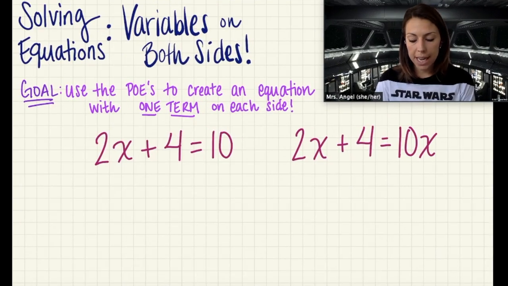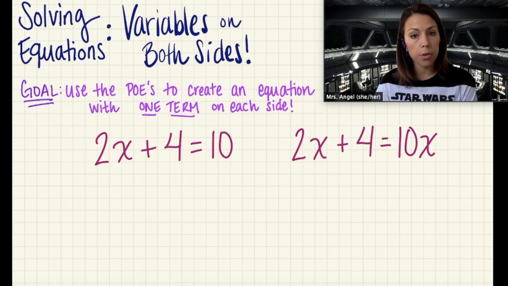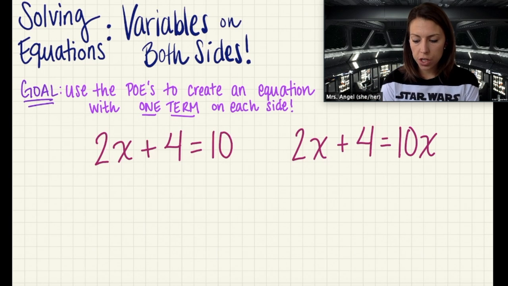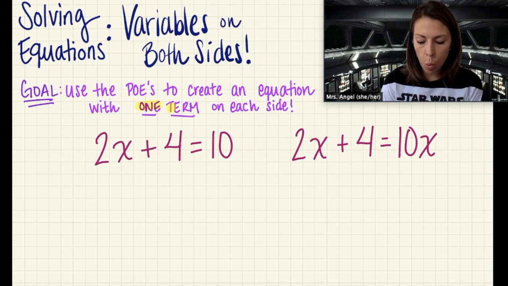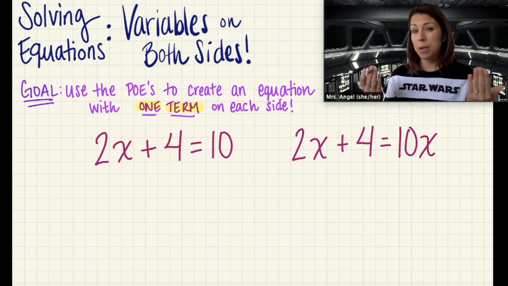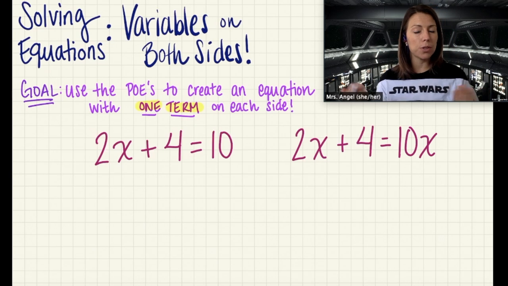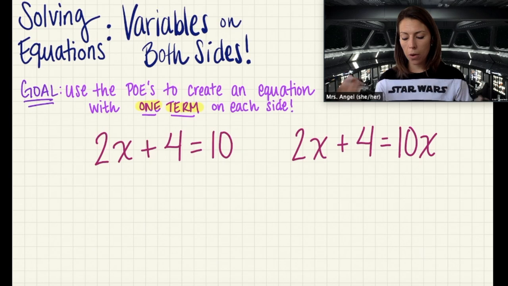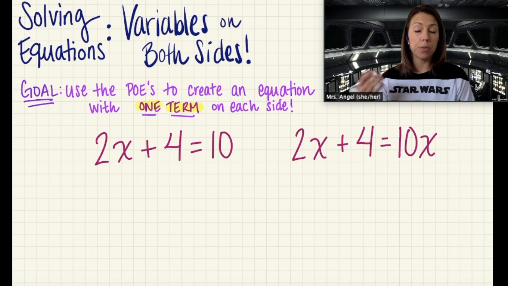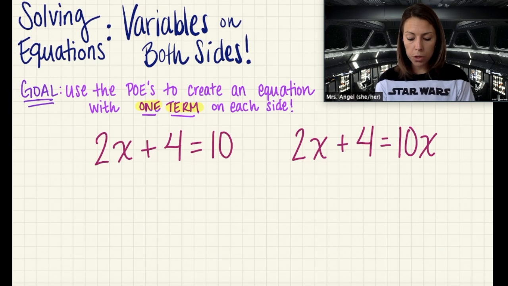Like I mentioned in the intro, we're solving equations with variables on both sides, and our goal is to use these properties of equality to create an equation that gets down to one term on each side. Because if you're down to a single term and a single term, either your work's completely done, or all you have to do is use a division or multiplication property of equality, and you're pretty much done solving.